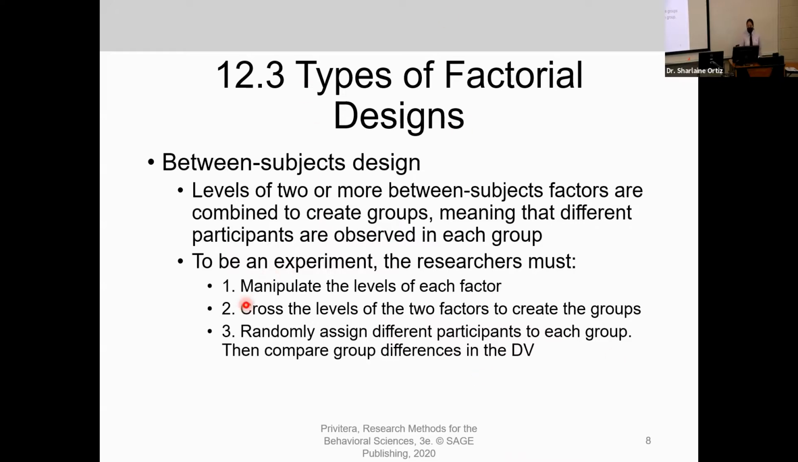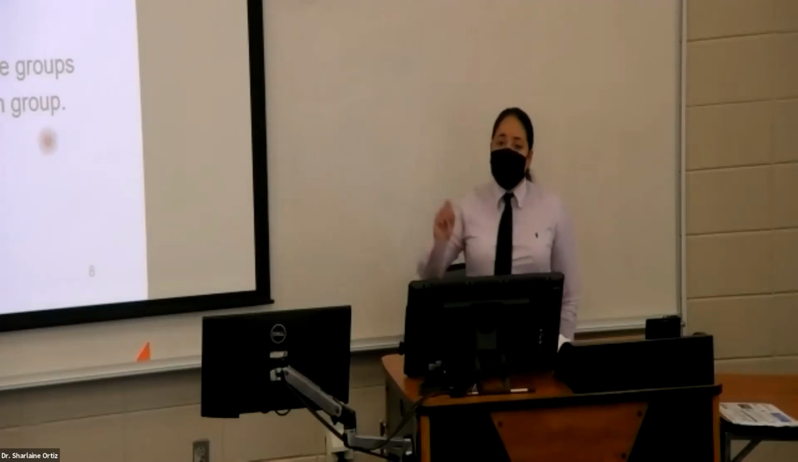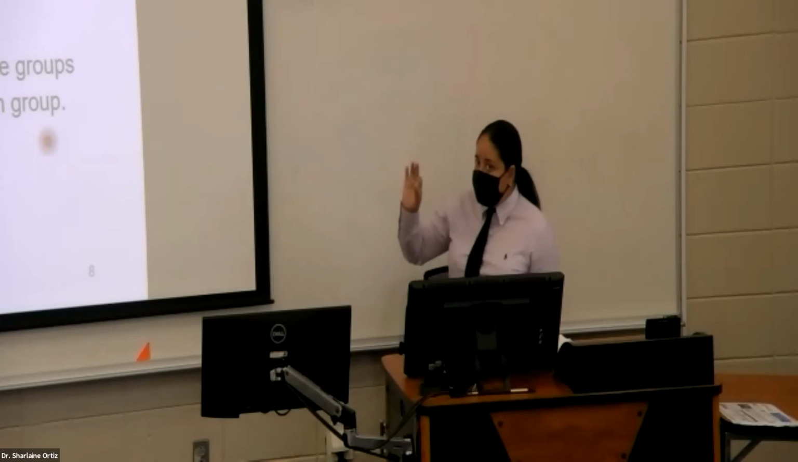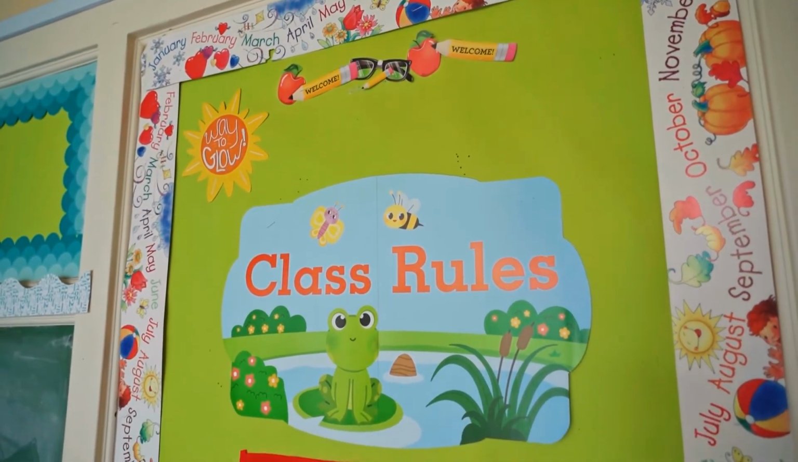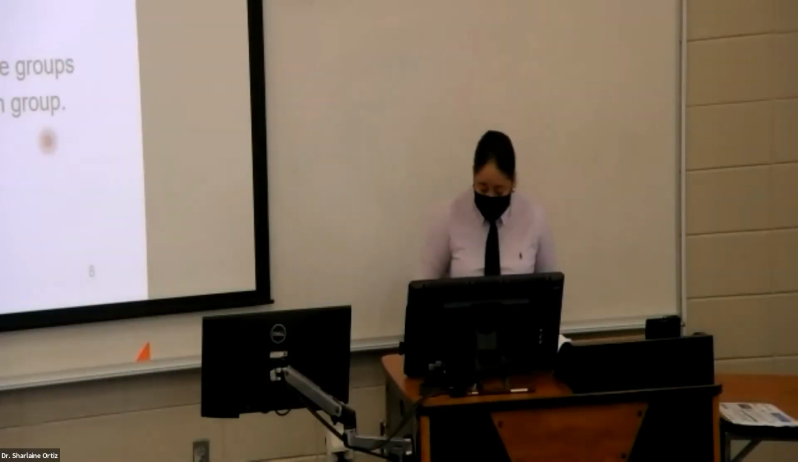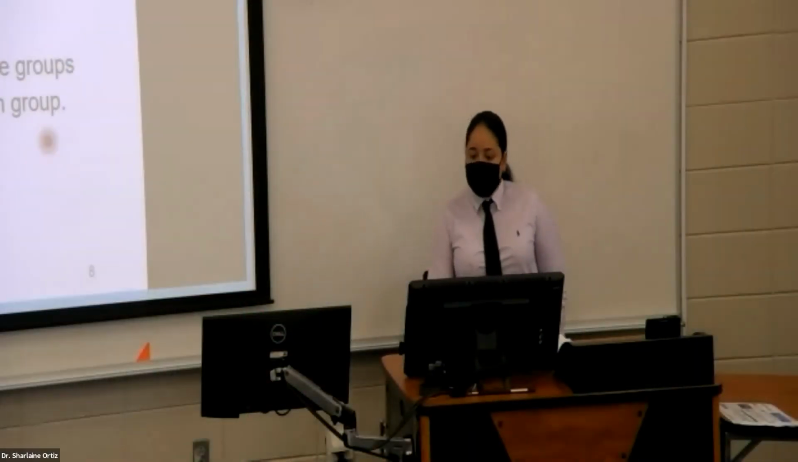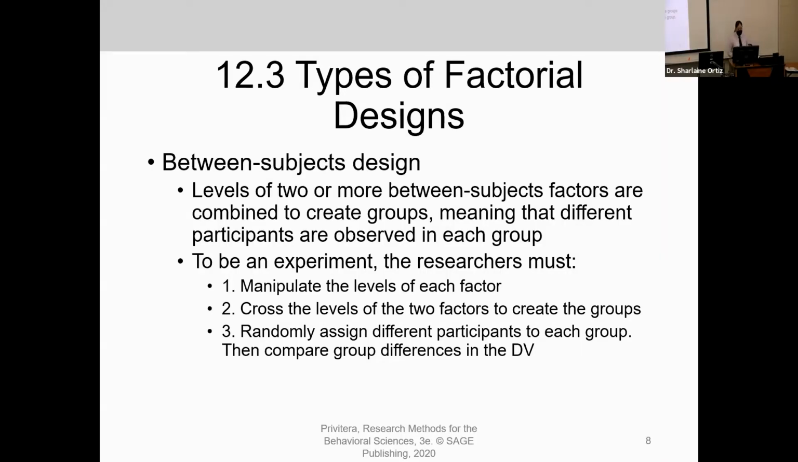But remember that I mentioned that we need different requirements for each of these 3 different designs to be considered an experiment. So let's explore them together. Let's explore the requirements of the between subjects design to be considered an experiment. So what are your responsibilities in order to meet those requirements?